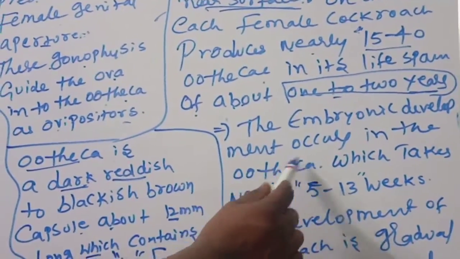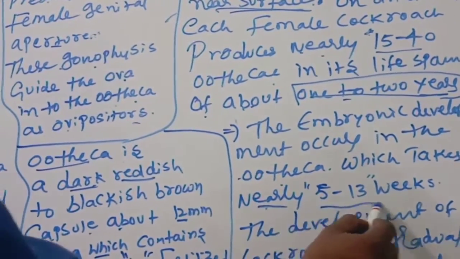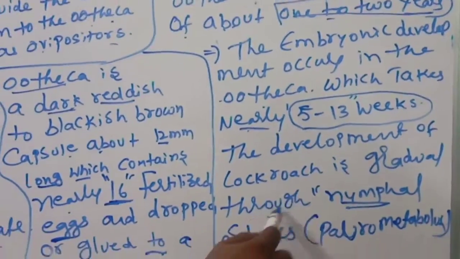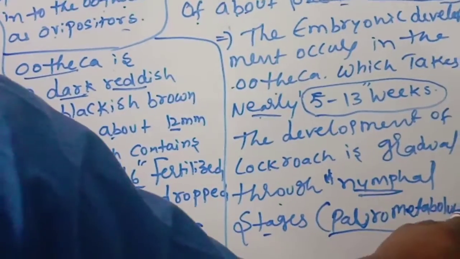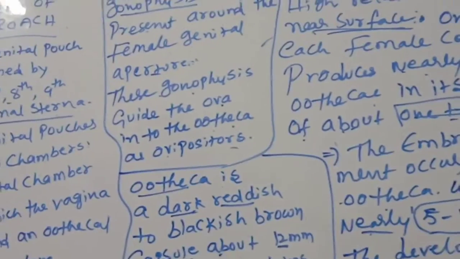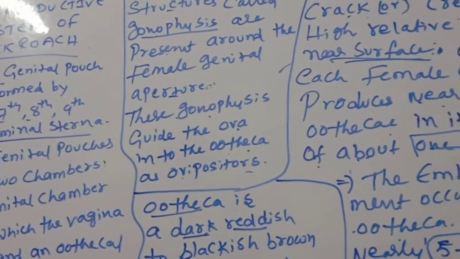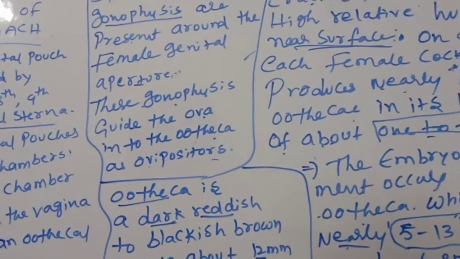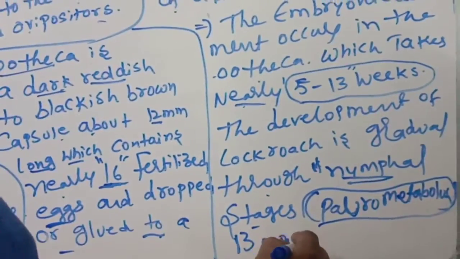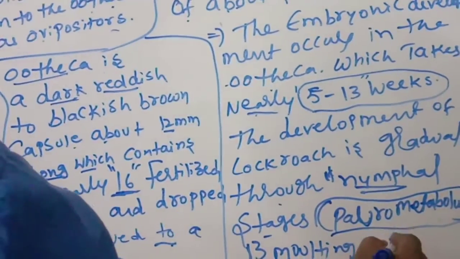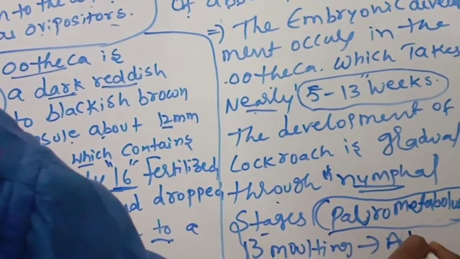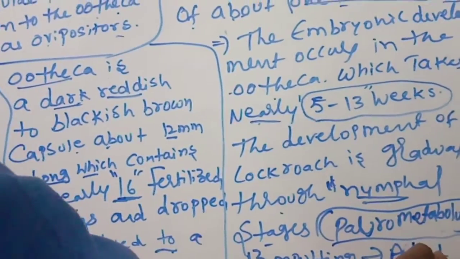The embryonic development occurs in the oothecae, which takes nearly 5 to 13 weeks. The development of cockroach is gradual through nymphal stages. The nymphal stage is there in the sense that the life cycle is called parametabolous. Children, what do you call parametabolous? The nymph undergoes molting 13 times, and then the adult cockroach will be formed.